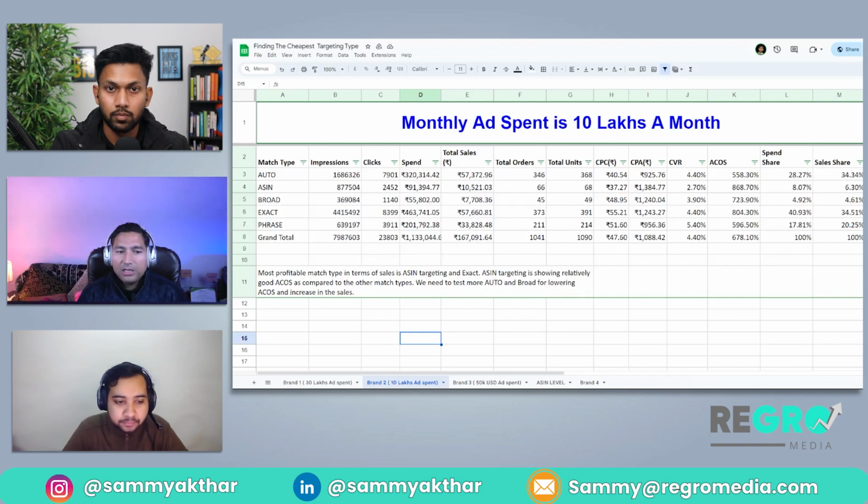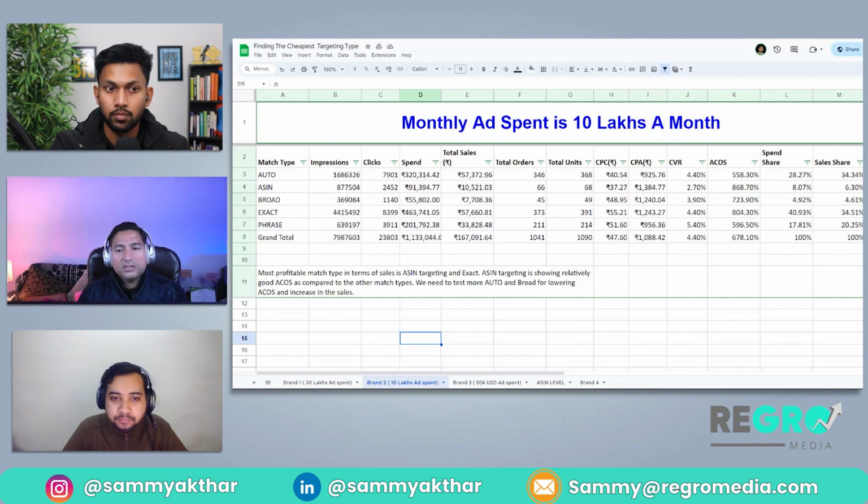The same can be looked at again for ASIN targeting here, because unless I have a very good offer, what we just looked at previously in the previous brand where the spend was 30 lakhs, here if you see, ASIN targeting is not performing as well. It's actually one of the worst performances that we see in terms of ASIN targeting. The reason being, as we had said there, that the offer was so good. When I say offer, I mean again the pricing and the reviews and the actual product that the customer is going to get, and the creatives and everything.